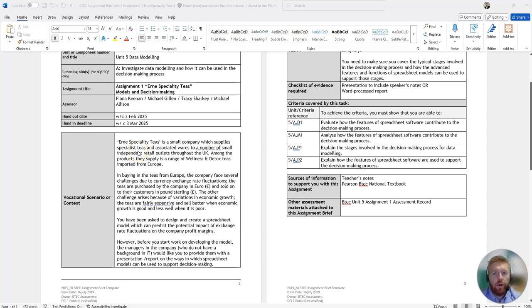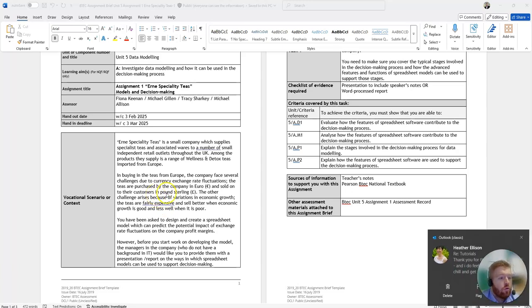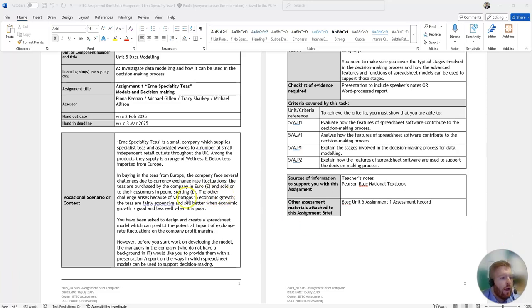So, your scenario: Earn Specialist Teas is a small company which supplies specialist teas and associated wares with a number of small independent retail outlets throughout the UK. Among the products they supply is a range of wellness and detox teas imported from Europe. So this company buys in these specialist and detox teas, and then they supply them to other companies and retail outlets throughout the UK. So like the middle person.